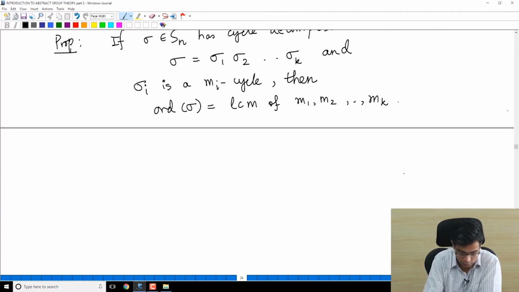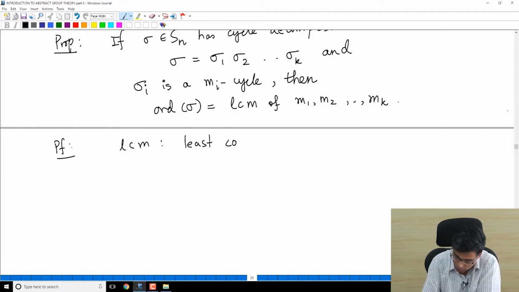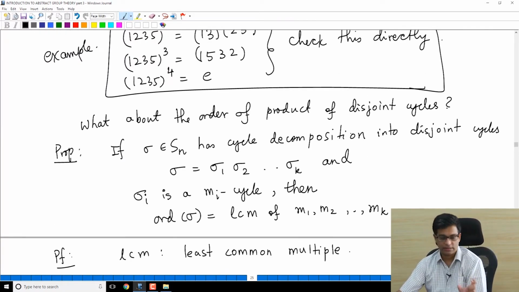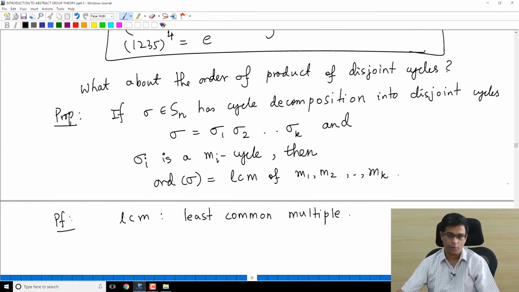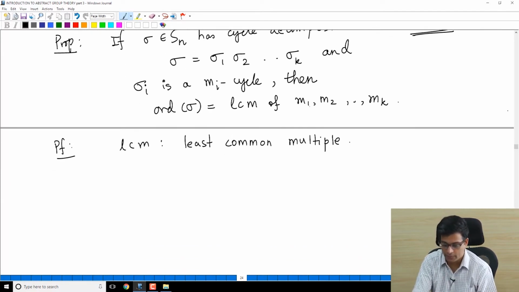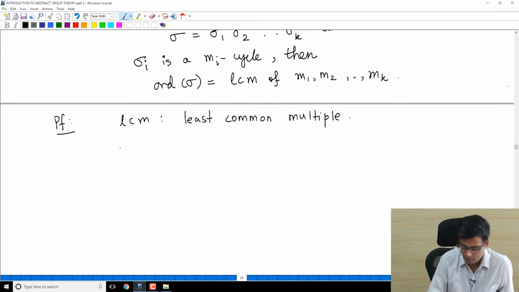Okay, so proof. First of all, LCM stands for least common multiple. Now in the previous proposition we showed that if you have a single cycle, its order is the length of that cycle. So if it's a k cycle, its order is k. Now in the new proposition, I am telling you, if you have a cycle decomposition into a product of k cycles which are disjoint, that's important, then the order of the product is the LCM of the individual orders. Remember, the order of sigma i is mi, and the order of sigma is the LCM of the mi. So this is very easy to prove.